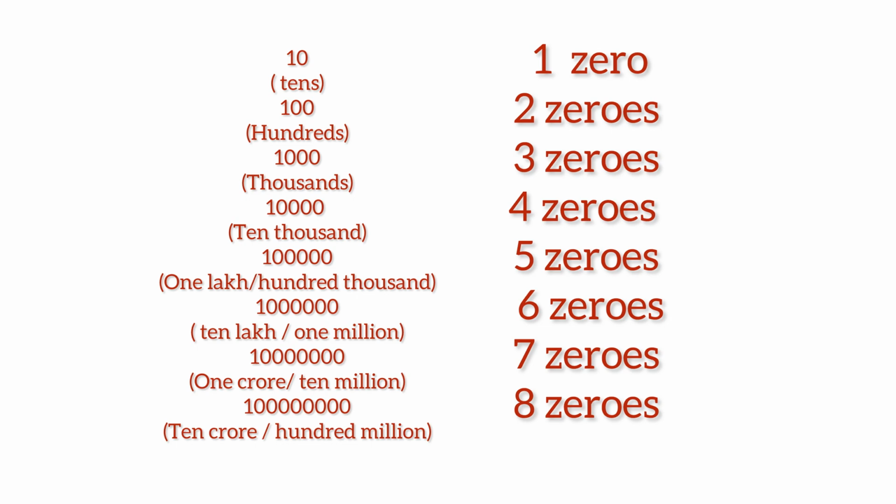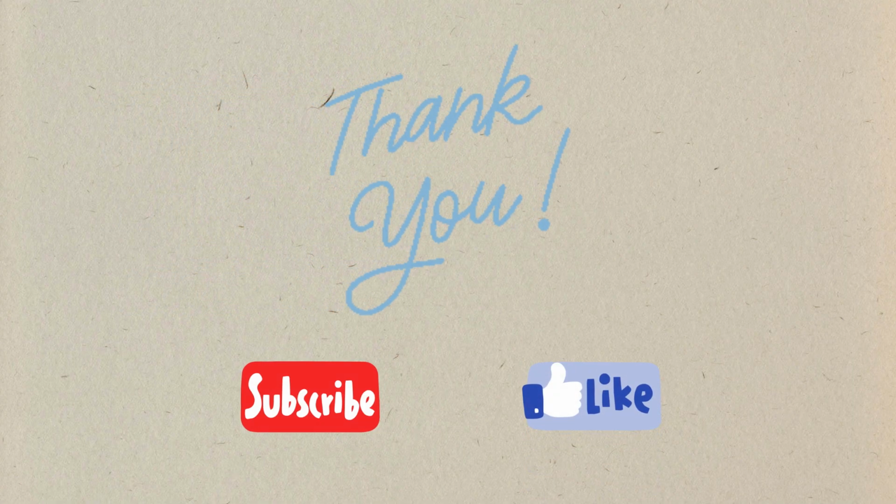I can give you a simple trick: for 10 you have 1 zero, for hundreds you have 2 zeros, for thousands 3, for 10,000 it is 4, and for 1 lakh it's 5, and so on, so that you can easily identify. Also, a 7-digit number which has 6 zeros, then you can easily say it is 10 lakhs or 1 million. So this is what the number system is.